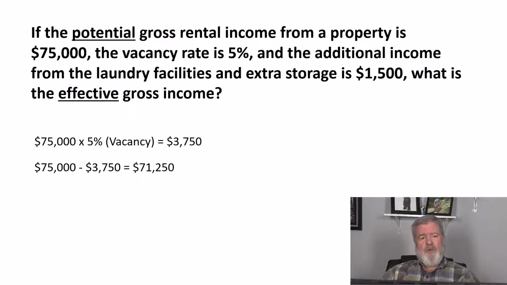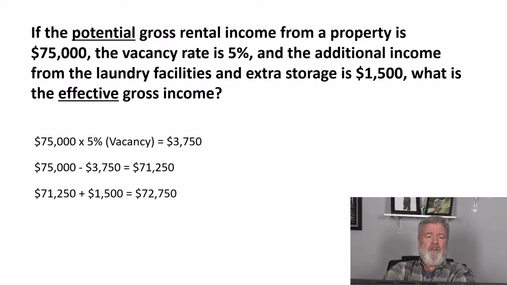But now we have to take into account the laundry facilities and extra storage of $1,500. That's additional income. So if I add the $1,500, now we have $72,750, which would be the effective gross income. Hopefully this was not too hard. All you're doing is subtracting out the vacancy and then adding the income. That's it. So you go from the potential gross of $75,000 to an effective gross of $72,750. All right, next question.